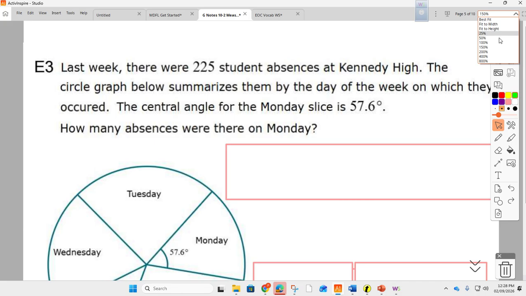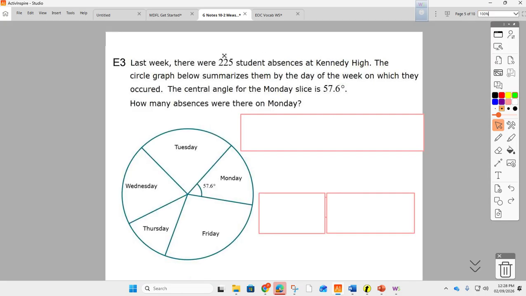Last week, there were 225 student absences at Kennedy High. The circle graph below, I'll put out a pie chart, by the way, summarizes them by the day of the week in which they occurred. The central angle for the Monday slice is 57.6 degrees. How many absences were there on Monday?